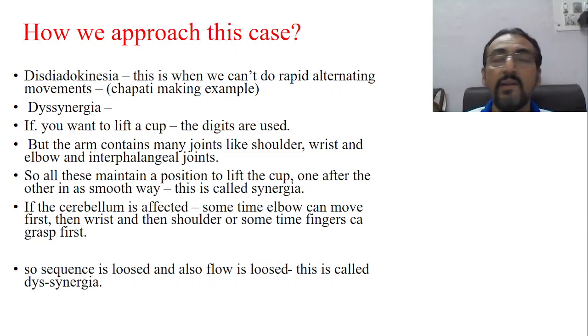When the cerebellum is affected, again you will have a problem in synergia. If the cerebellum is affected, sometimes the elbow can move first, and the wrist and shoulder joints can come later. It should not. First the shoulder should come, then the wrist, so it should go in order. Or sometimes the opposite can occur if the cerebellum is affected. This is another important problem. Synergia will not be there, and that leads to dyssynergia, which is also one of the cerebellar problems. The sequence is lost, and the flow is also lost, and this is called dyssynergia.